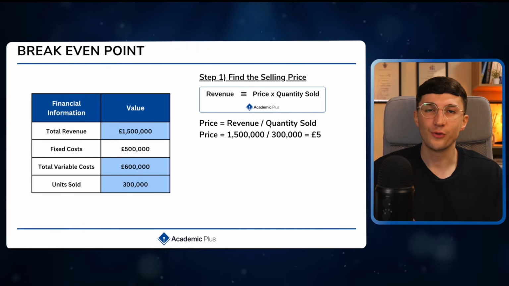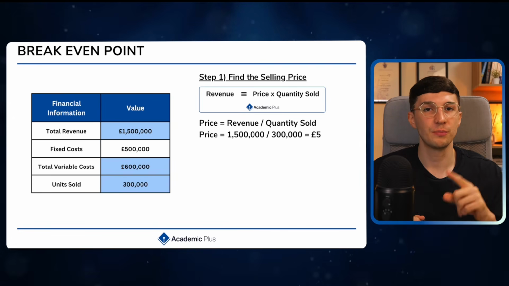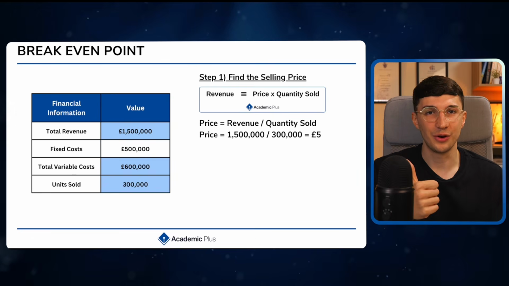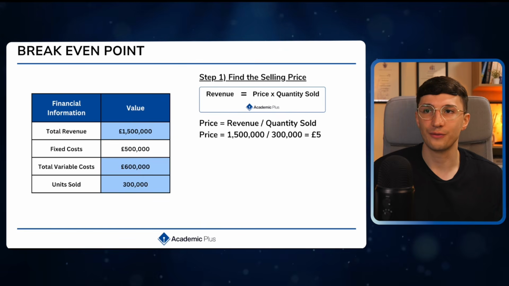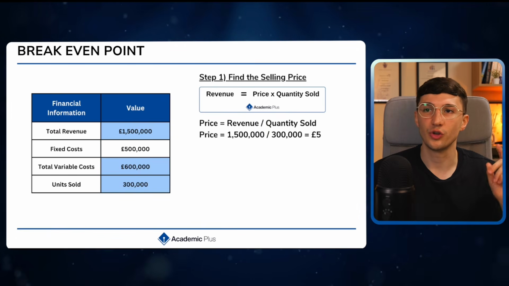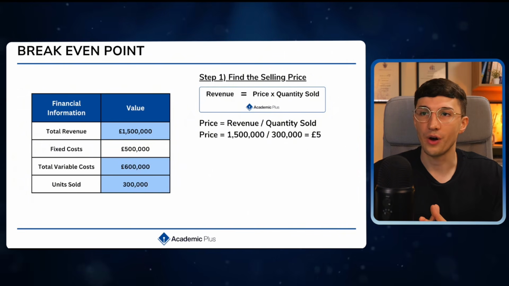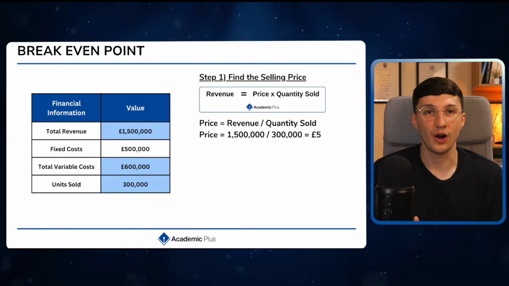Well, remember that formula for revenue. Revenue is equal to your selling price times the units sold. Well, we've not got exactly the selling price here, but I've got the total revenue and I've got the units sold. So I just need to rearrange that formula to get price is equal to revenue divided by quantity sold. So simply 1.5 million divided by 300,000 gives me a selling price of £5.